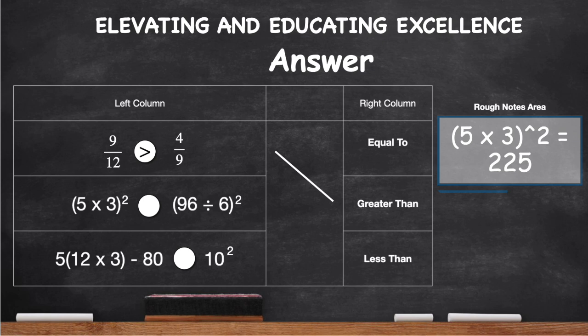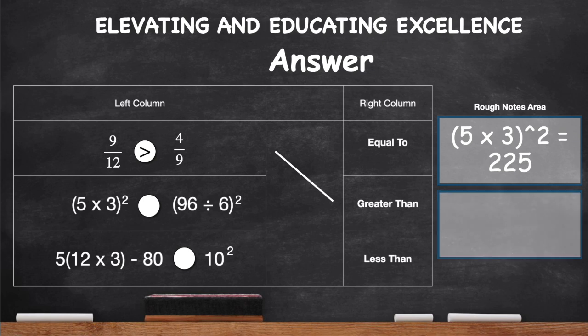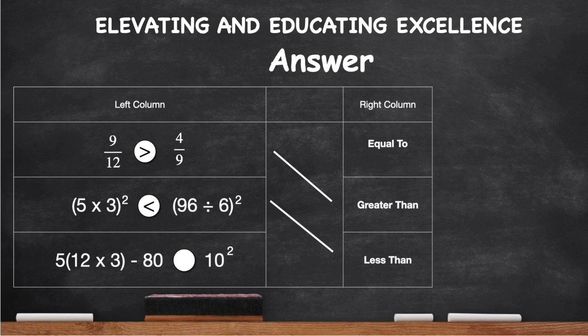225. Now we're going to draw another rough box, and in that rough box, we're going to write open bracket 96 divided by 6 close bracket to the exponent of 2, which equals 256. So when you're looking at these two numbers, we know that 225 is less than 256. Therefore, it is going to have the symbol that represents less than, and then we're going to draw a line going towards less than. So let's do the last column.